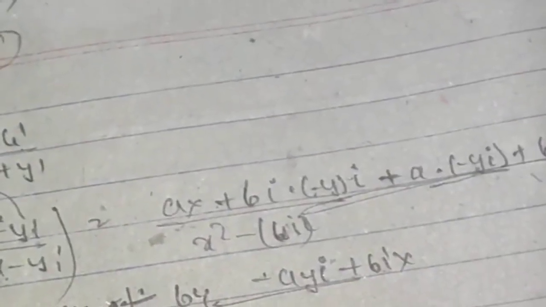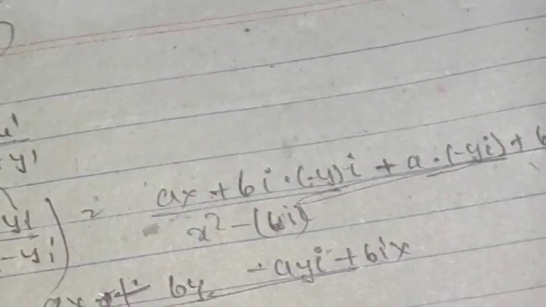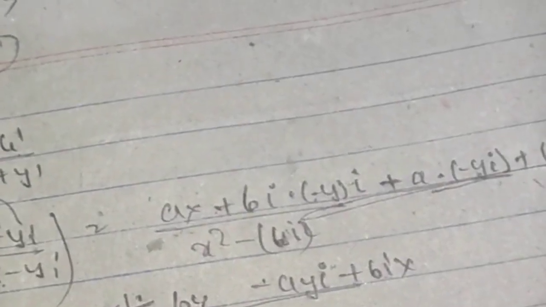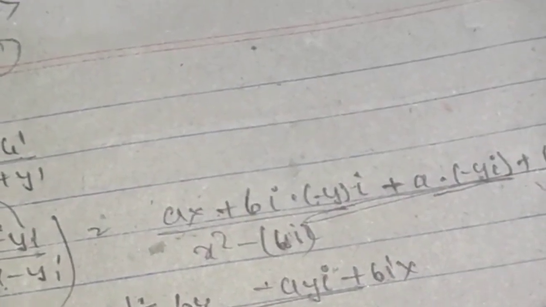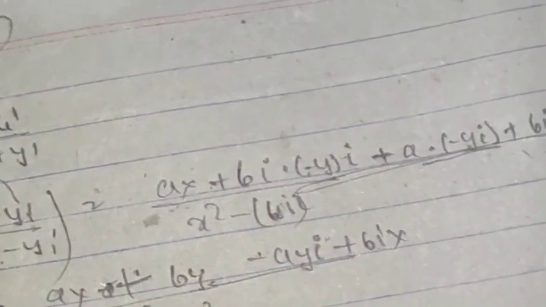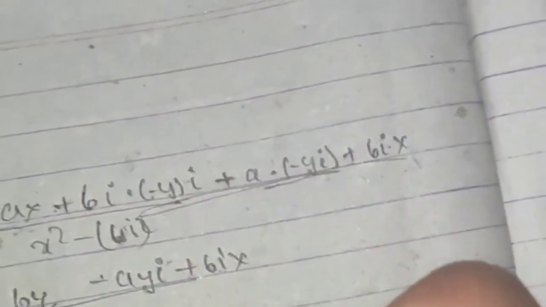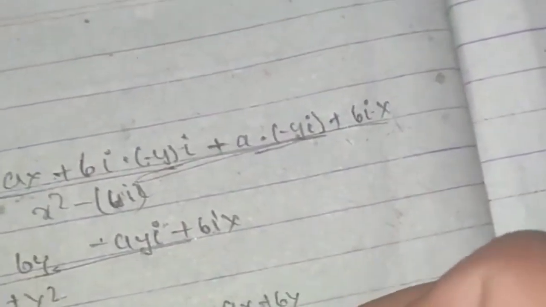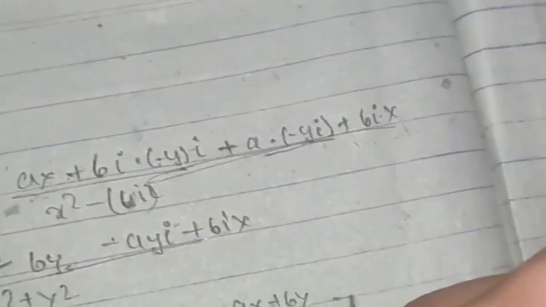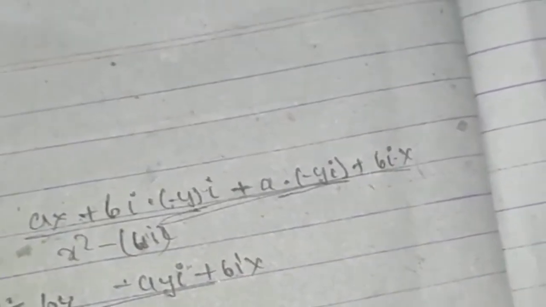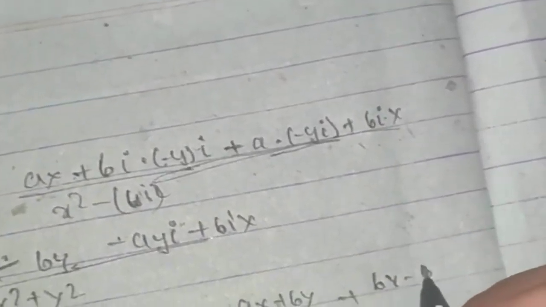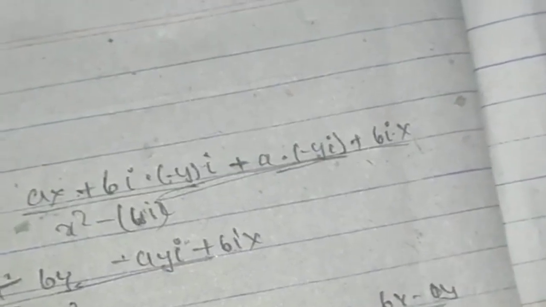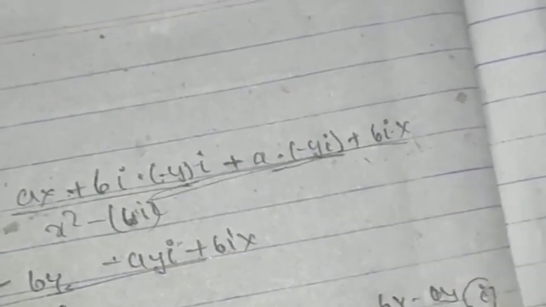x minus ay into iota. bx minus ay times iota, this is over x square plus y square. So this is ax plus by over x square plus y square, plus bx minus ay over x square plus y square iota.